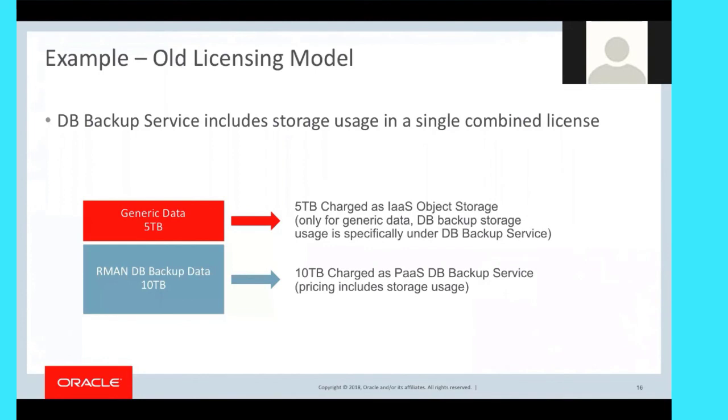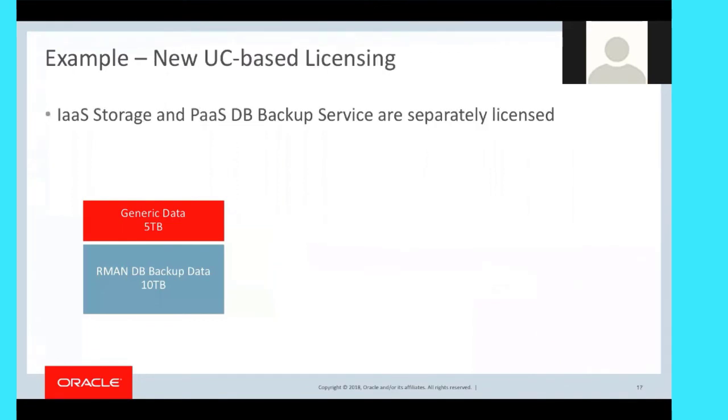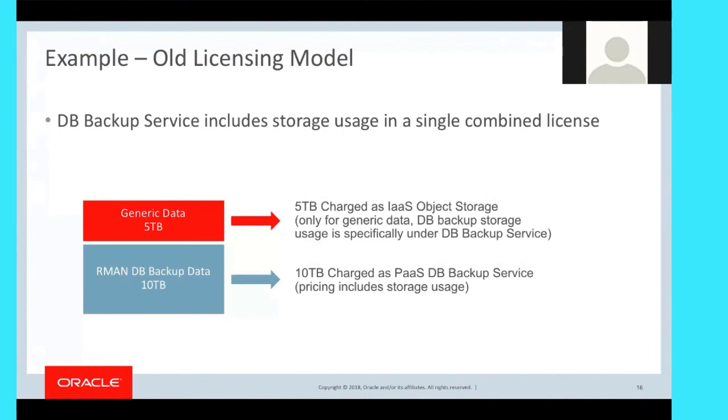So in the old model, there were two separate things. A customer backing up, like in this example, 10 terabytes of data, or consuming 10 terabytes of object storage in the cloud for RMAN backups, needed a database backup cloud service subscription and was charged for that. And if he or she was also using an additional 5 terabytes of storage, that was charged as a different infrastructure as a service object storage price. Two completely different subscriptions, two completely different services. For customers using non-metered service, this is still the case. It still works this way.